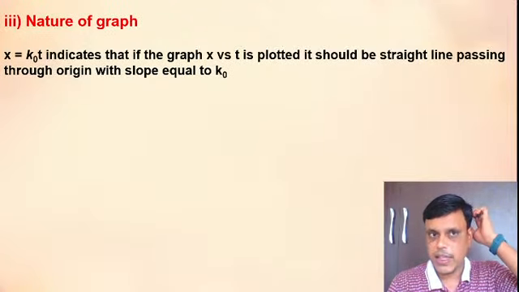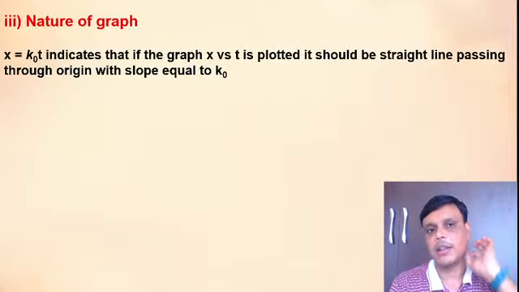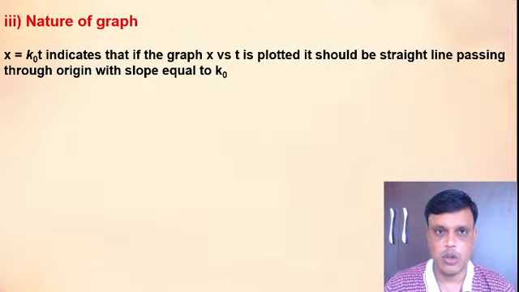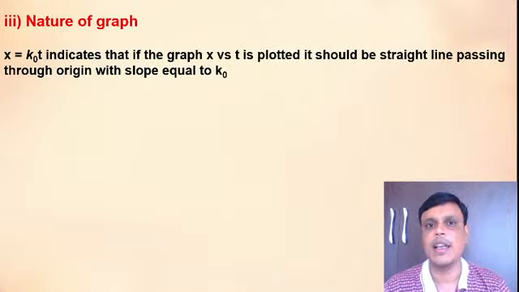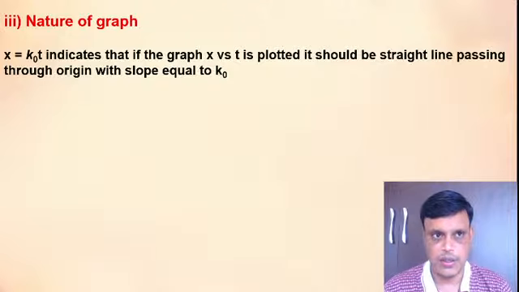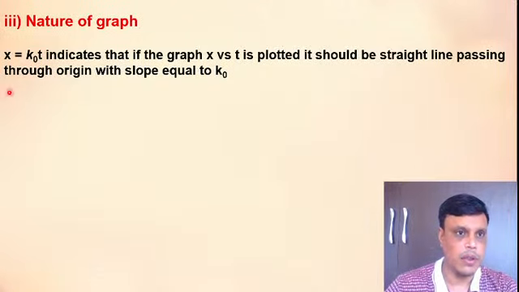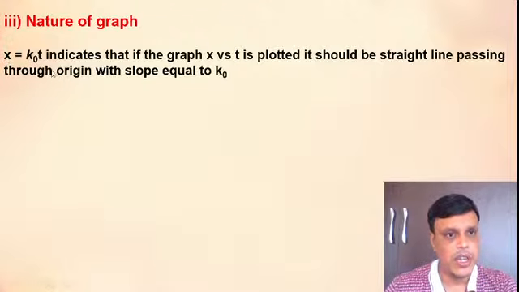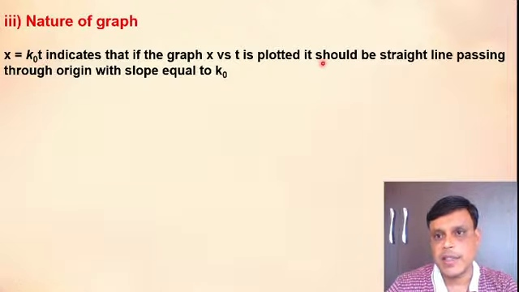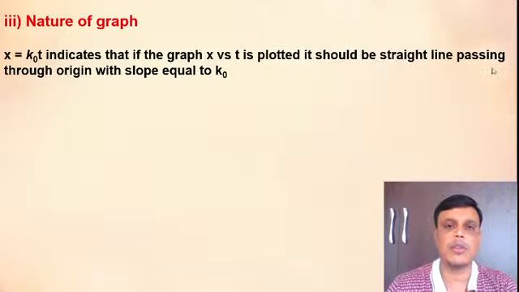By the nature of graph, we can find out the slope, and from the slope you can find out k0, that is the rate constant for zero order reactions. So this is the equation: x = k0 t. This is your integrated equation for zero order reaction, which indicates that if the graph of x versus t is plotted, it should be a straight line passing through origin with a slope equal to k0.